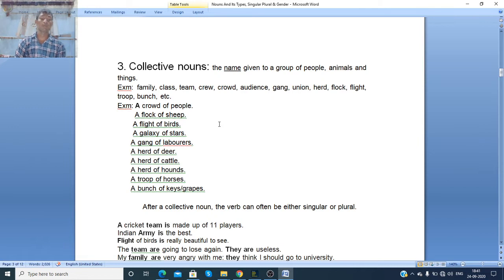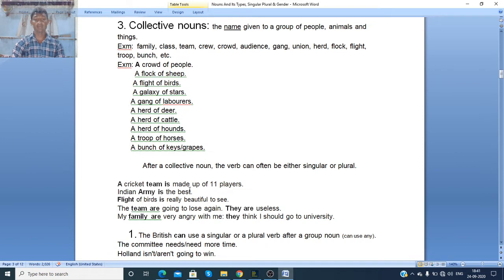So here are some examples of collective nouns: a crowd of people, a flock of sheep, a flight of birds, a galaxy of stars, a gang of leopards, a herd of deer, a herd of cattle, a herd of hounds, a troop of horses, a bunch of keys and a bunch of grapes. But one thing is, after a collective noun, the verb can be either singular or plural. Sometimes there is a difference, and we will talk about it. Let's first see some examples.